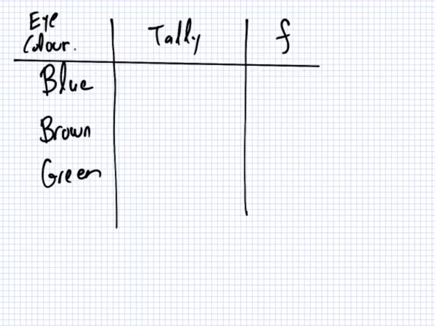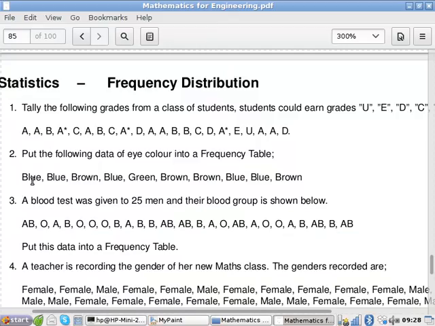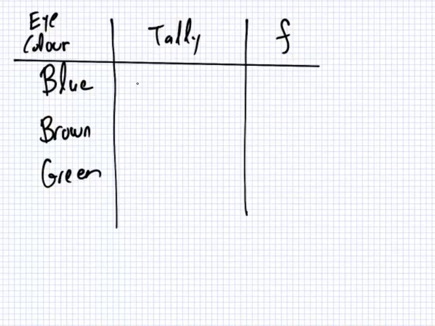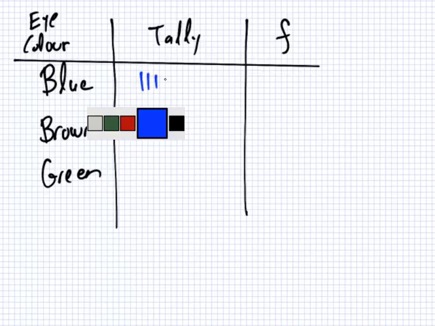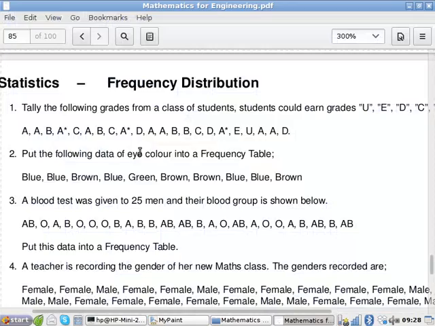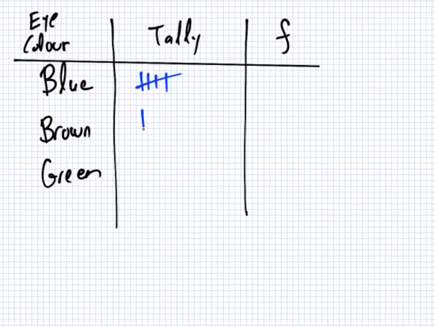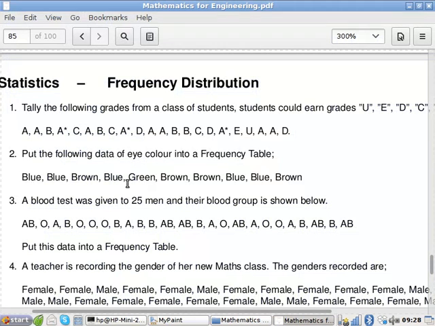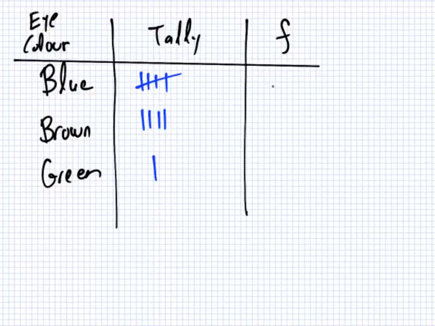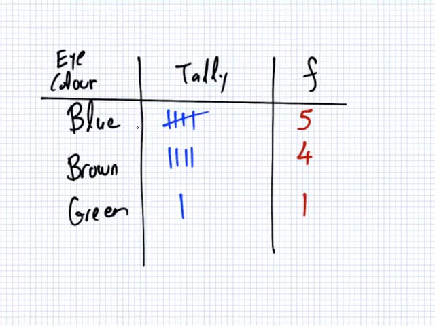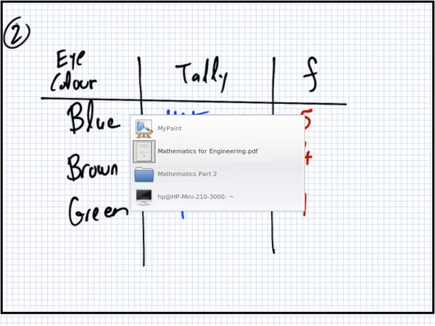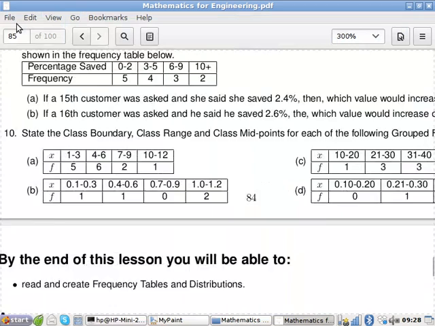Right, so let's see. 1, 2, 3, 4, 5. 5. And then, we're looking at brown next, is it? 1, 2, 3, 4. And then green, 1. So this is 5, 4, and 1. And that's it. Okay, so if you want to just write this one down, this is question 2. Now actually, I wonder at the back if I drew the tally table or not. Oh, I did.